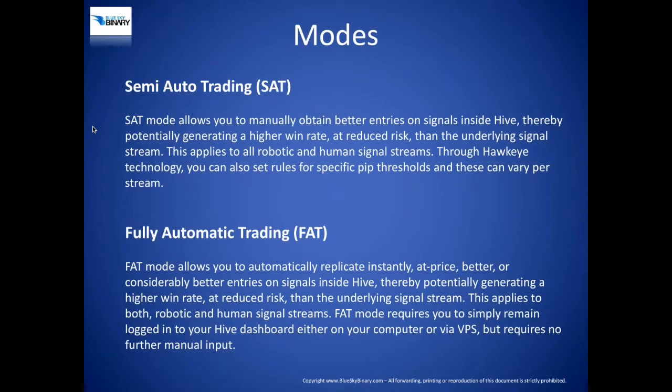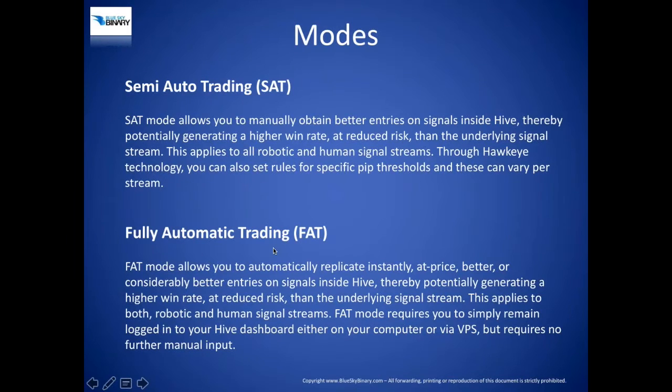The thing is with Hawkeye, the Hawkeye engine specifically, which I'll go over in detail next, it's a technology that also allows you to set specific pip-based thresholds, and these can vary per stream. One thing to note is that as of last week, we've engineered this further. It's not just pips, now it's also looking at market movement, price volatility, and thereby adjusting the entries, and more on that in a bit.